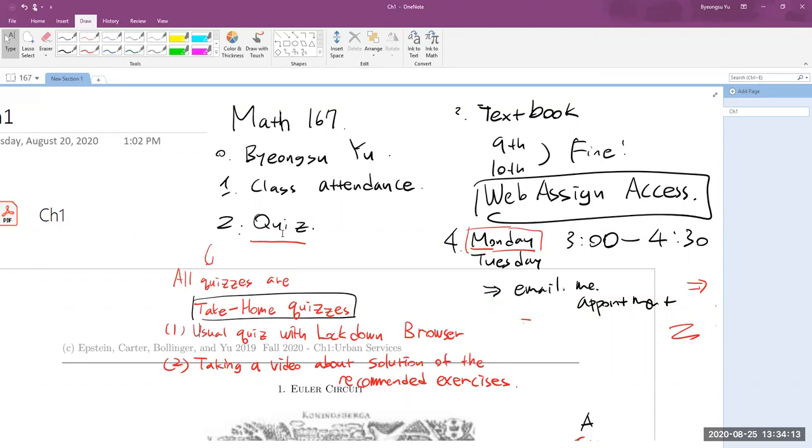Could you speak more? The question from the chat is, do we need a class key for WebAssign? And the answer is no. I will send the link for WebAssign login to everyone after this class, and you don't need the class key if you just log in the special way, right? So do not worry about this. Okay. And do you have any other question?